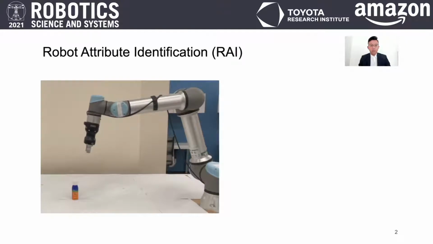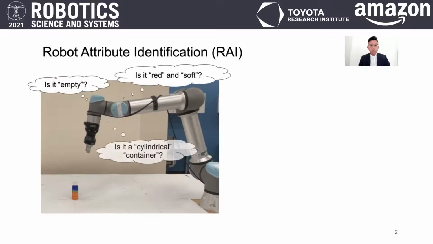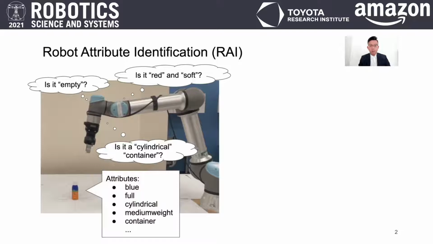We consider a common scenario where a robot is given a household object and asked to identify the object properties. For instance, in the query of "is this object red and soft," words like red and soft are referred to as perceivable attributes. Objects may have many attributes like blue, full, and cylindrical. Some of these attributes related to colors can be identified using vision-based methods, but other attributes like full and medium weight are not that straightforward.